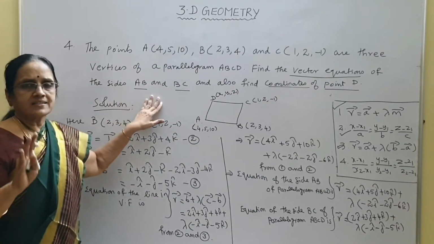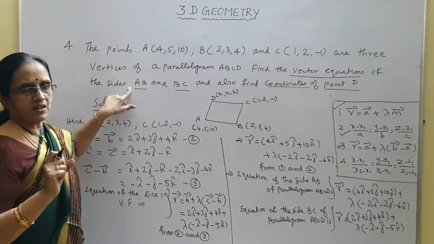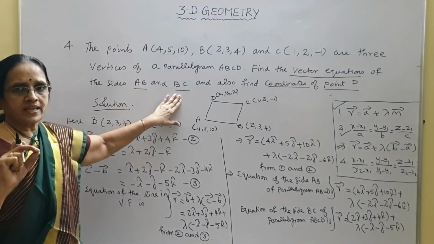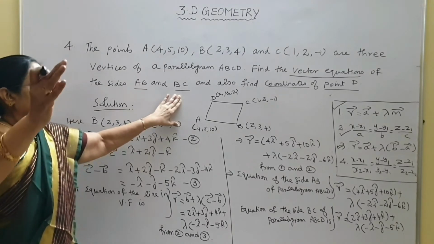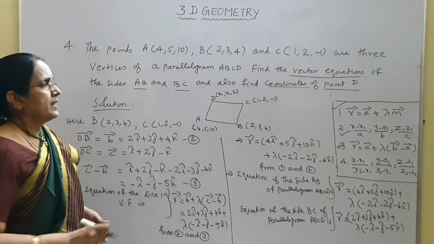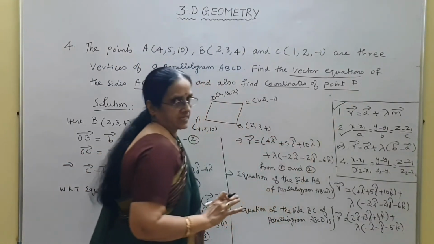We have answered the first part of the question. That is, we have found the equation of the side AB as well as the side BC of parallelogram ABCD in vector form. Now, we need to find the coordinates of the point D.